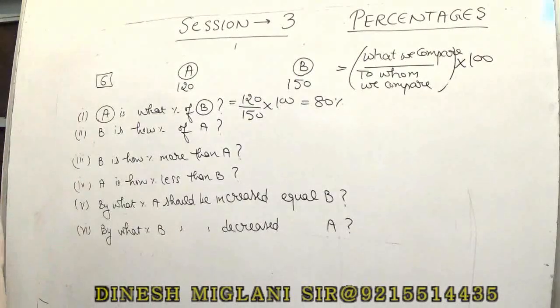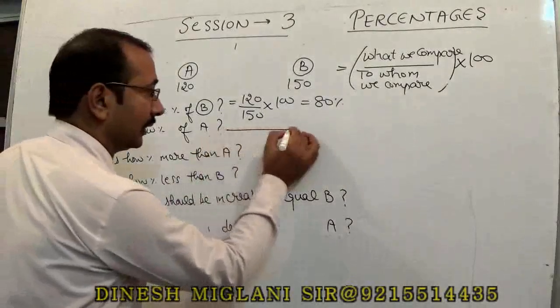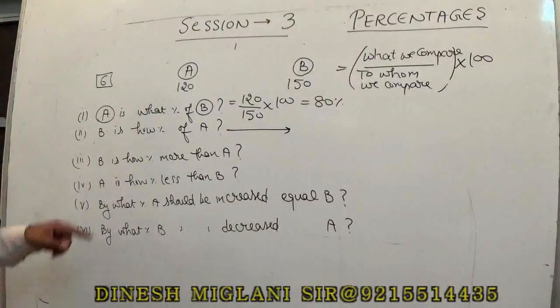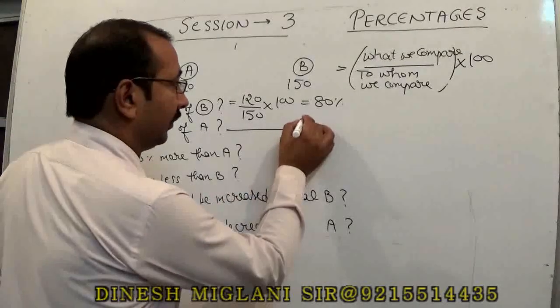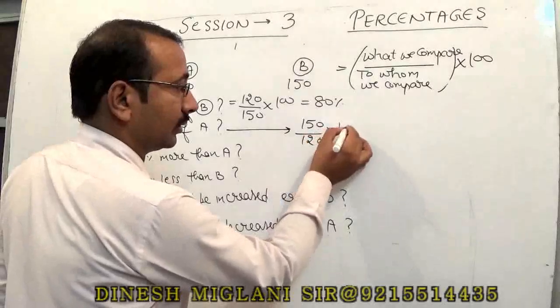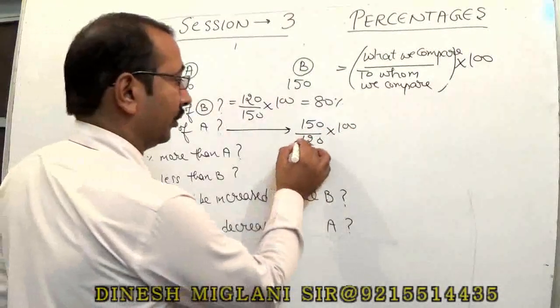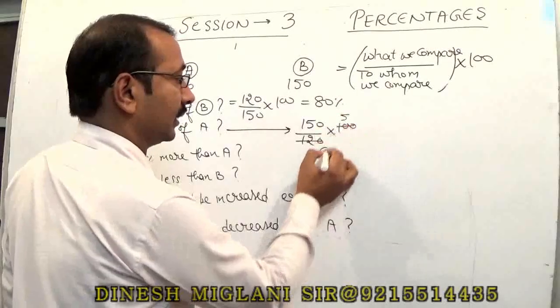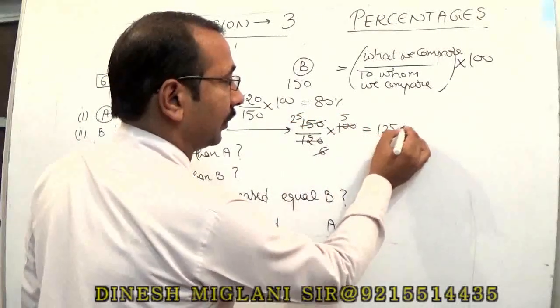For the second question, my statement is B is what percentage of A. Now my concept will change. I am comparing B with A. It means B will come in the numerator and A in the denominator, into 100, and I have to solve it. That would be 150/120 into 100, which simplifies to 125, and the answer is 125%.